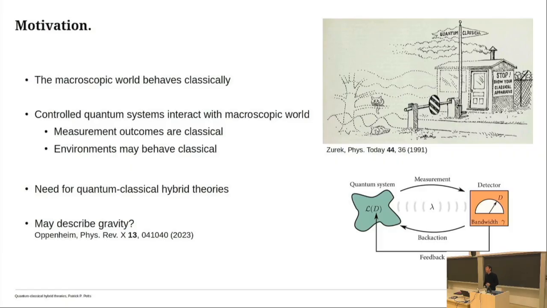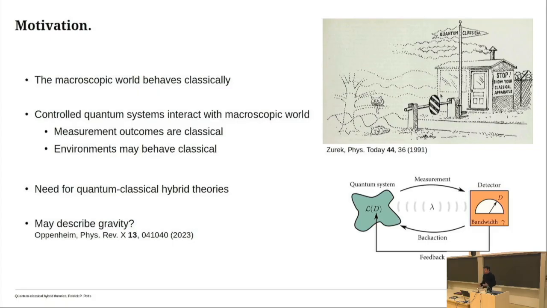So let me start by motivating why we should care about quantum classical hybrid theories. And well, as we all know, the macroscopic world around us that we see every day behaves approximately classically. So that's where we get our everyday intuition. But then when we go to small systems or cold systems, we have interesting behaviors such as quantum superposition and entanglement. And this is nicely illustrated by this sketch of Zurich, where we have the quantum regime here and the classical regime on the other side, and there's some kind of border territory.